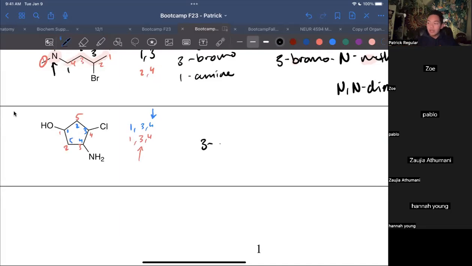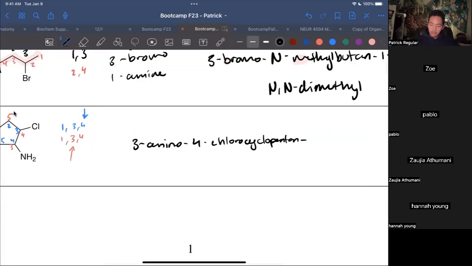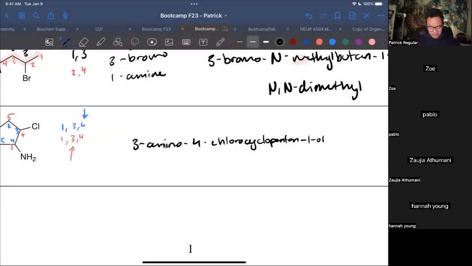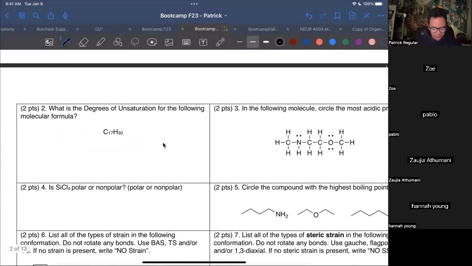It would be 3-amino, 4-chloro, cyclopentan-1-ol. If you got this right on the test because of the other reason, you got lucky. All right. Now I finished nomenclature.